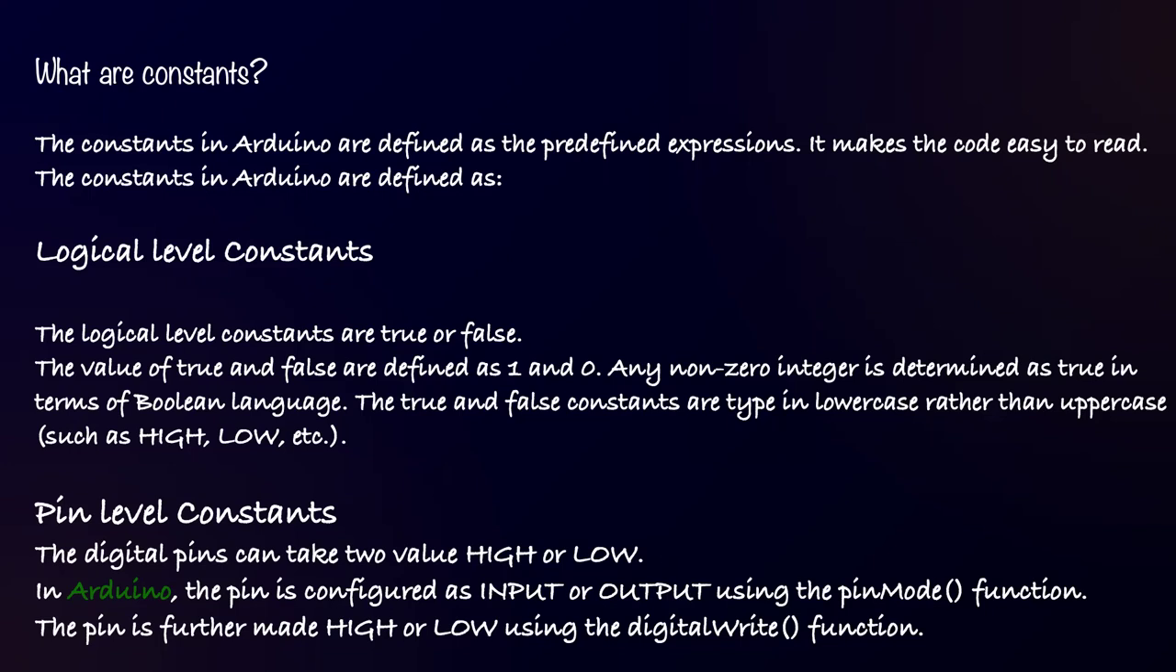Now, logical level constants. The logical level constants are true or false. Logic based. The values of true and false are defined as 1 and 0. Of course, in binary structure, when the logic is true, you will get an output of 1. When the logic is false, you'll get 0. In that way, it is defined. Now, any non-zero integer is determined as true in terms of Boolean language.